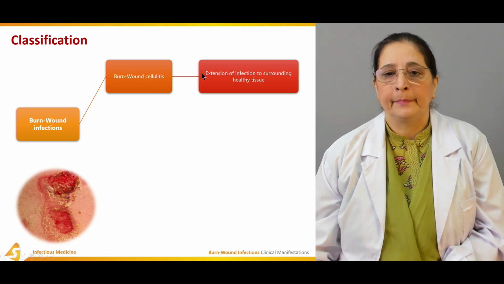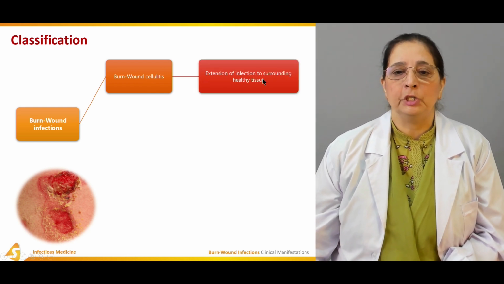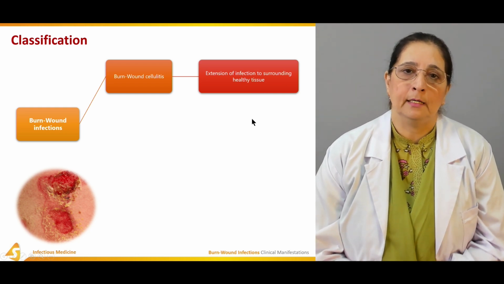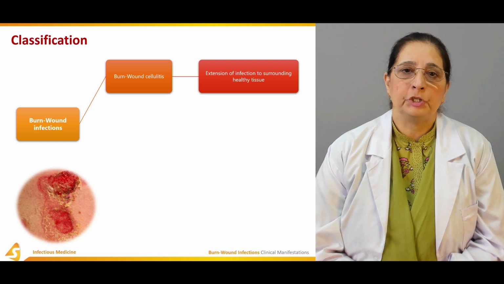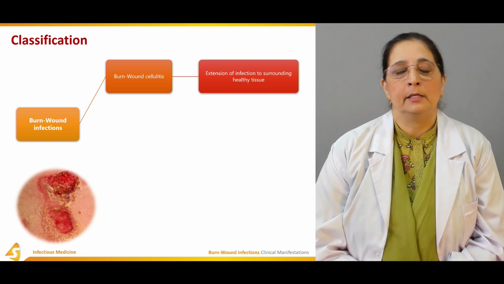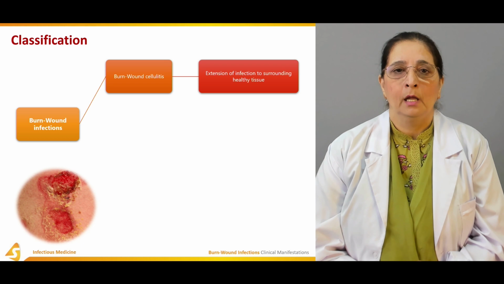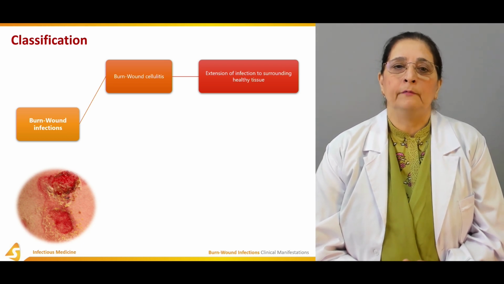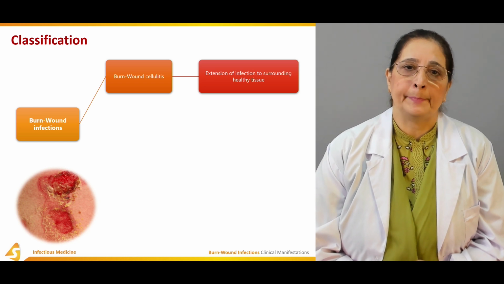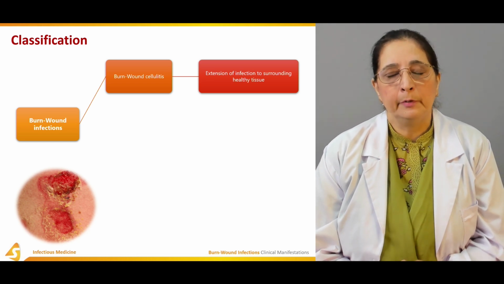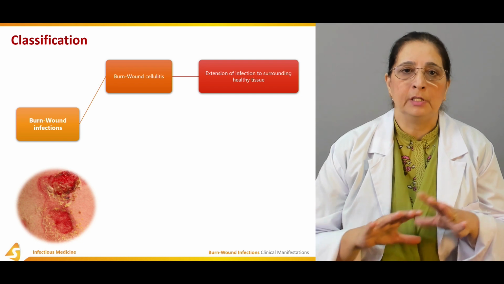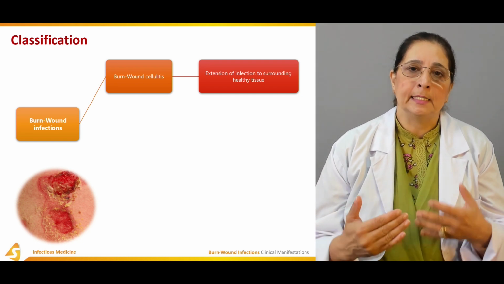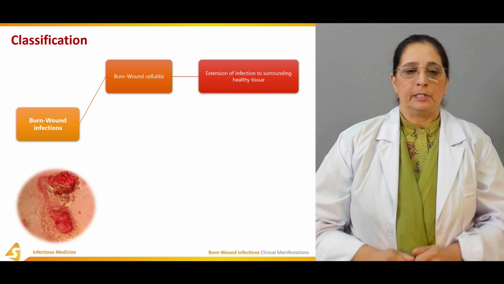Cellulitis is extension of infection to surrounding healthy tissue. Once the cellulitis occurs and the infection spreads to the surrounding areas, usually it's not a good prognostic factor. Prognosis is not good once the cellulitis or septicemia develops in the burn patient. It means the infection is now spreading to the surrounding tissue and ultimately it spreads to the bloodstream.